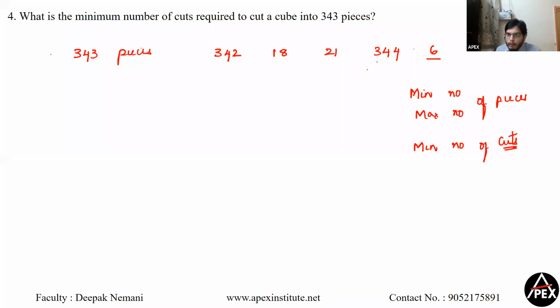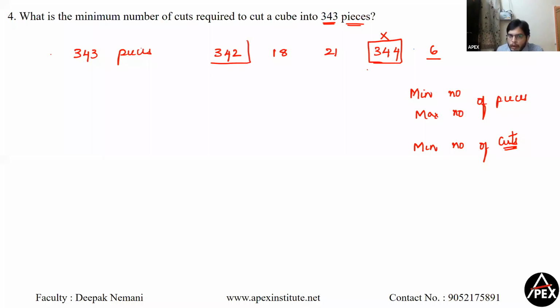Okay, so those who have answered me 344, they have considered 343 as cuts, not pieces. So they have added one and replied 344. Yes or no? Those who have answered me 344, they have considered 343 as cuts and they have answered 344. Okay, so this is not the right answer, because here we have 343 pieces, not 343 cuts.